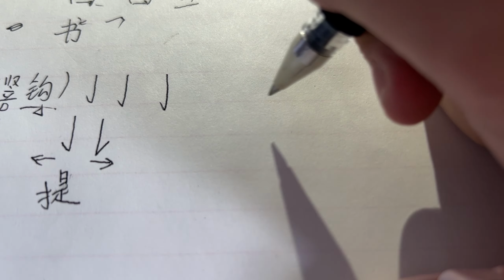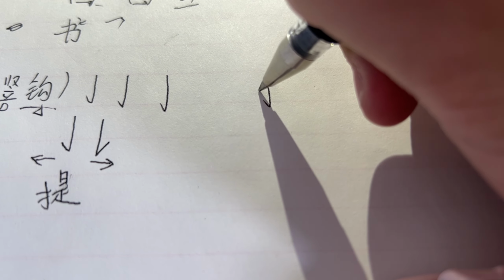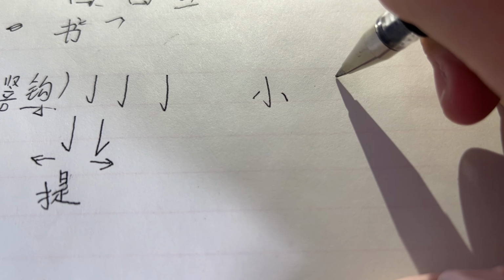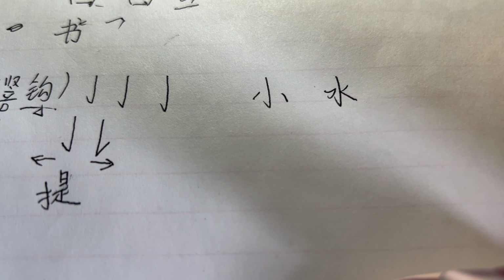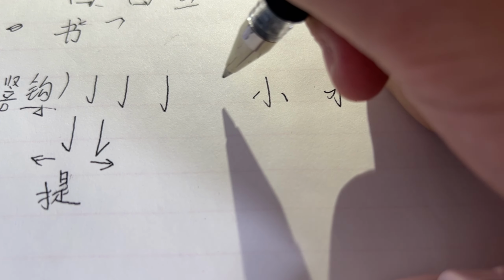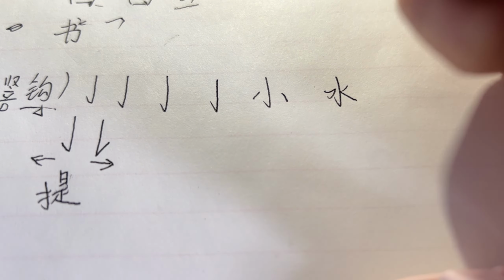And for the characters, I have this. A lot like small, 小, water, 水. Let's go straight and up. Good. These are the 8 strokes.